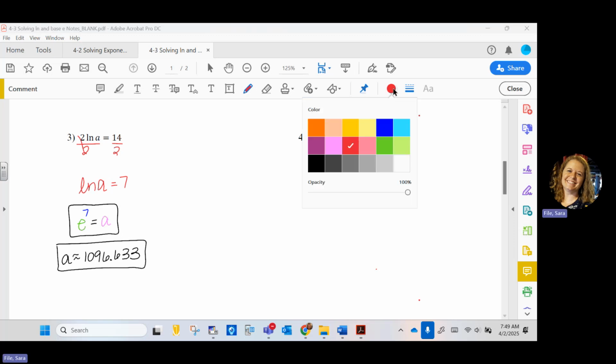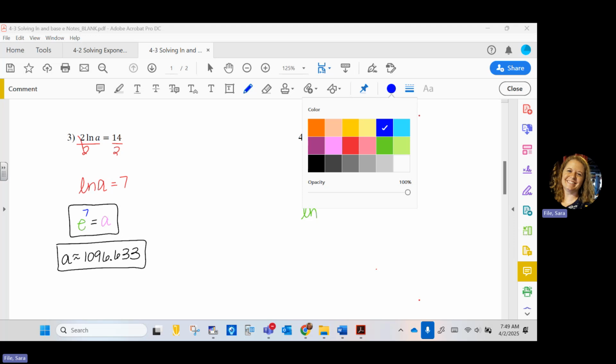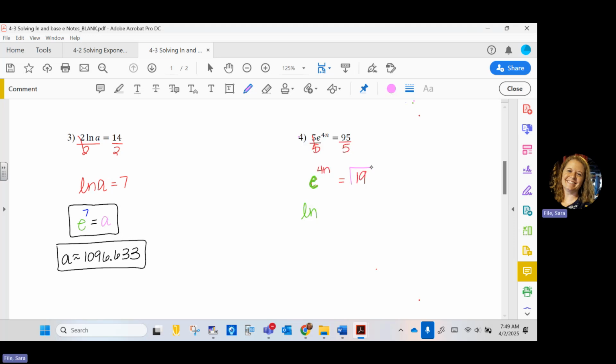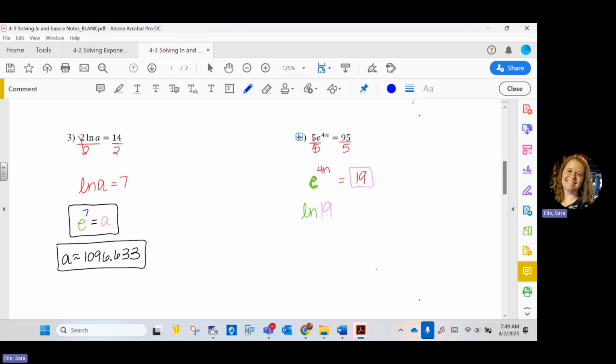So now I'm ready to rewrite this as a log. So it's going to be a natural log because it's a base e. I know because of that base being e, it's natural log. If you need to show the step in between of writing log base e before you write ln, that's okay. You can do that. And then this is the argument. So natural log of 19. And then it's going to equal the exponent, which is 4n.